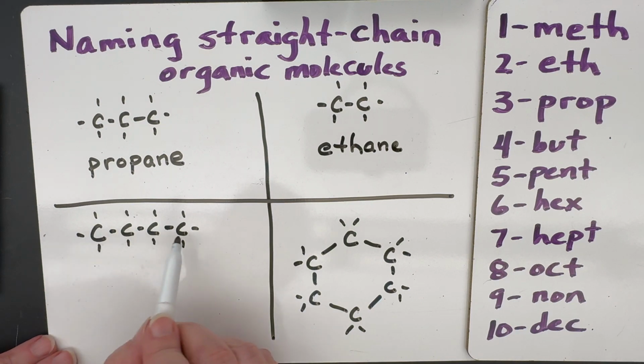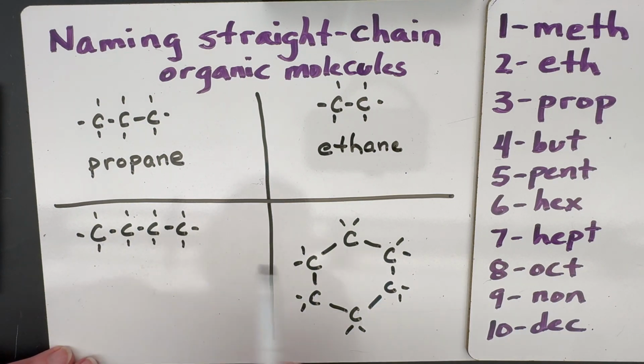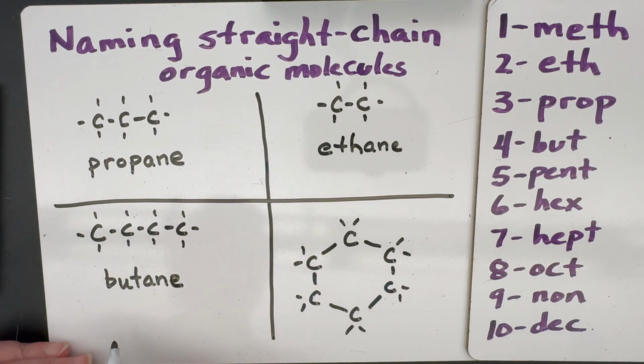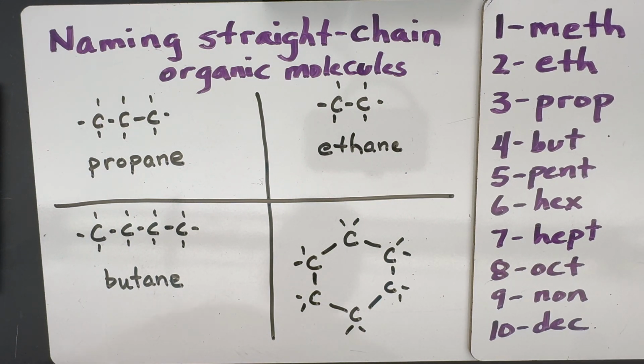Bottom left, 4 carbons, all single bonds. 4 carbons is but. So this is but, and then A-N-E, butane. That's the stuff that you have in lighters. This next one's a little tricky because we haven't talked about ring structures, but they're pretty straightforward.